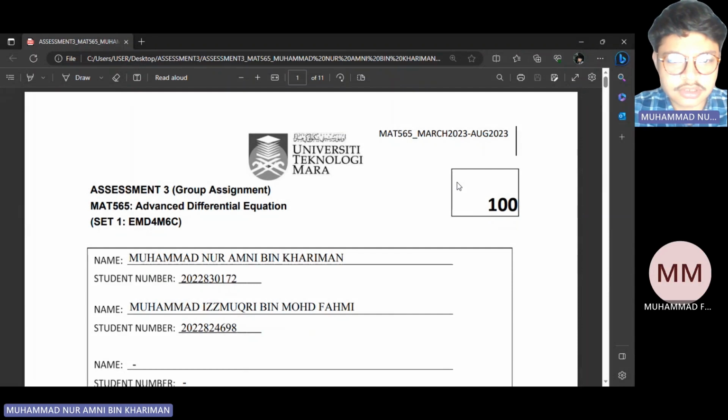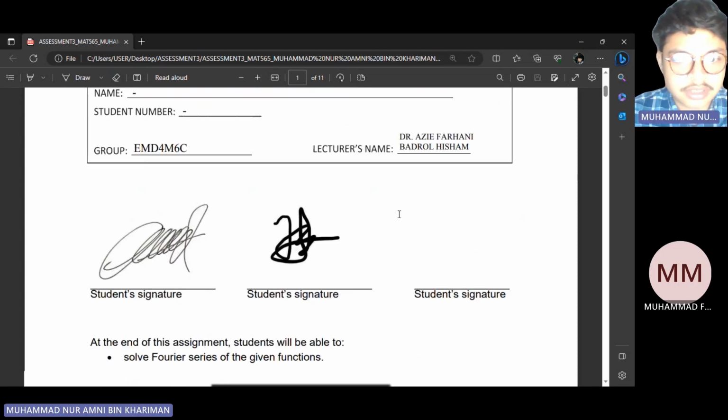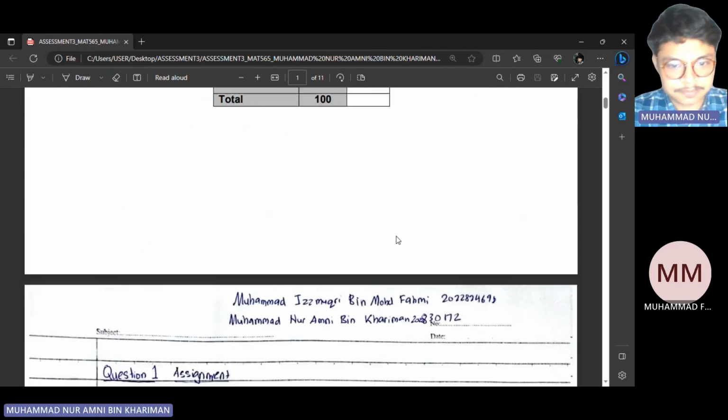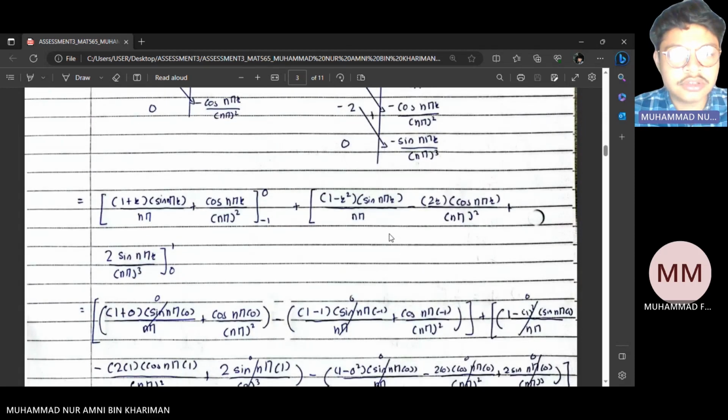Assalamualaikum warahmatullahi wabarakatuh. My name is Muhammad Nur Amni bin Kariman. My student number is 2022830172. Today, I'll be explaining my assessment 3, which is the group assignment for the course MAT565, Advanced Differential Equation. Today, me and my group mate, Muhammad Ismukri bin Muhammad Fahmi, will explain our task for today. The question that I'll be explaining is question 2b.